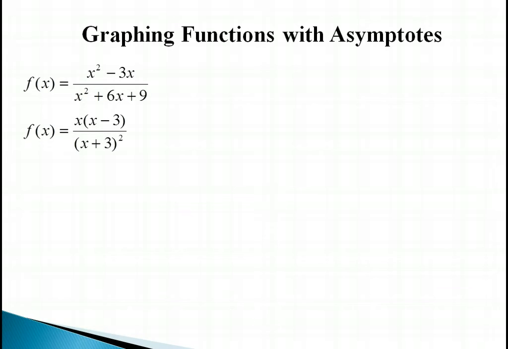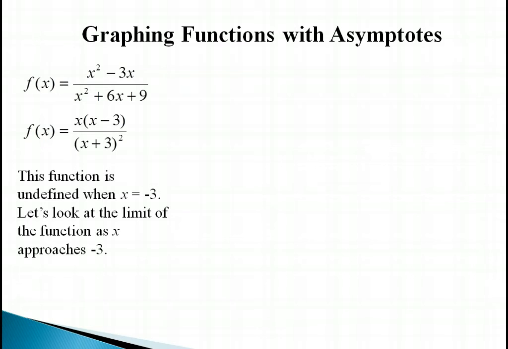So with the numerator, we see that it has a common factor of x. So we have x times x minus 3. And the denominator is a perfect square, so we factored it as x plus 3 all squared. In its factored form, it's easy to see what the domain of the function is. This function is going to be undefined at negative 3.